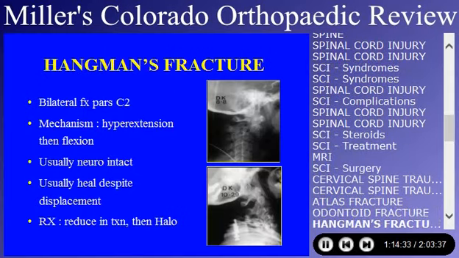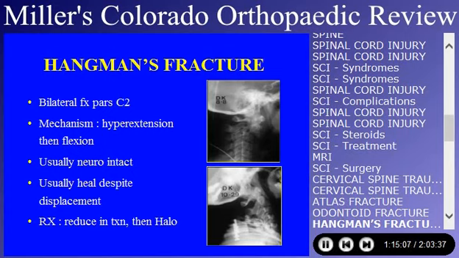Hangman's fracture is a bilateral fracture of the pars of C2. The mechanism is a hyperextension injury, typically followed by flexion. The non-displaced Hangman's, the type 1, you may just have had the hyperextension injury with no injury to the disc. Those are stable. And if you have less than 2 millimeters of displacement of a Hangman's fracture, you can actually treat them in a collar. That's a relatively uncommon thing to see. But if you can just barely make out a fracture of the pars of C2 bilaterally with no displacement, no angulation, they can be treated in a collar.